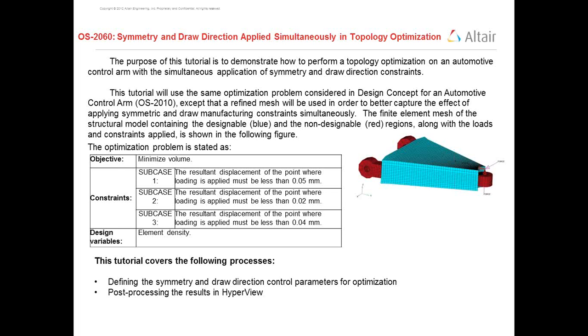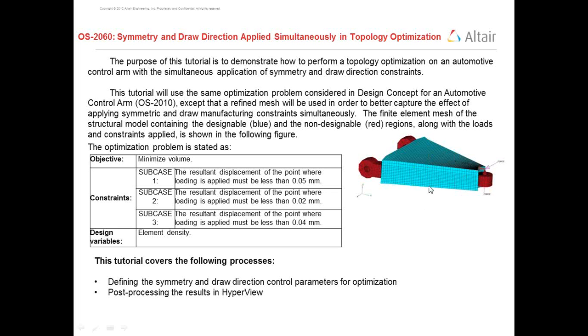The finite element mesh of the structural model, containing the designable and the non-designable region along with the loads and constraints applied, is shown in the figure, as you can see. The blue is the designable zone and the red one is non-designable. The optimization problem is stated as follows: my objective is to minimize the volume. I have to decide my objective, that is, what the objective of the optimization is.